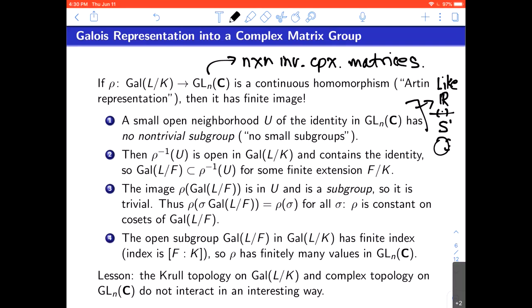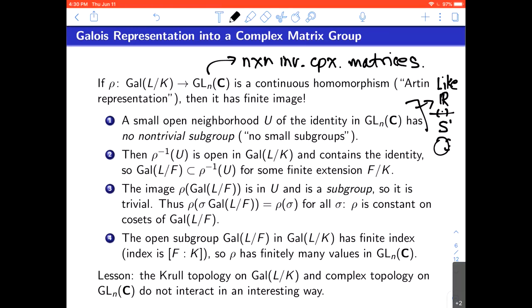And for one of them, it's always one. And so the coset always has the same value everywhere. But in a compact group like the Galois group, every open subgroup has only finitely many cosets, finite index. And so therefore, rho is determined by its values on the cosets. And only finitely many cosets, you only have finitely many values. So in fact, a continuous homomorphism from an infinite Galois group, or a finite Galois group, but that case is easy, into a group of complex matrices using their natural topologies automatically has a finite image.